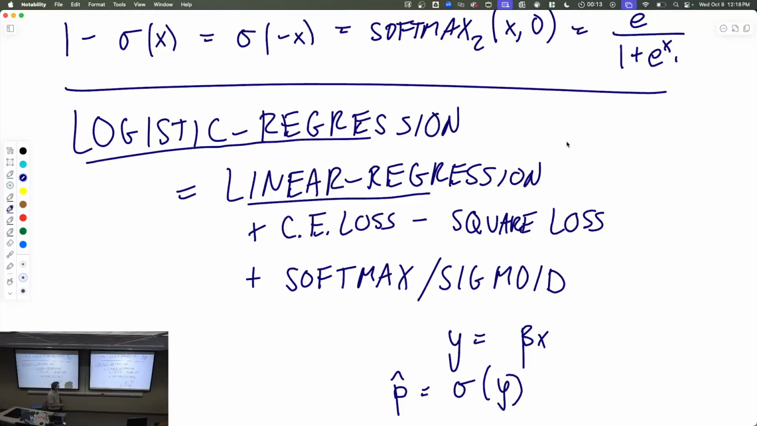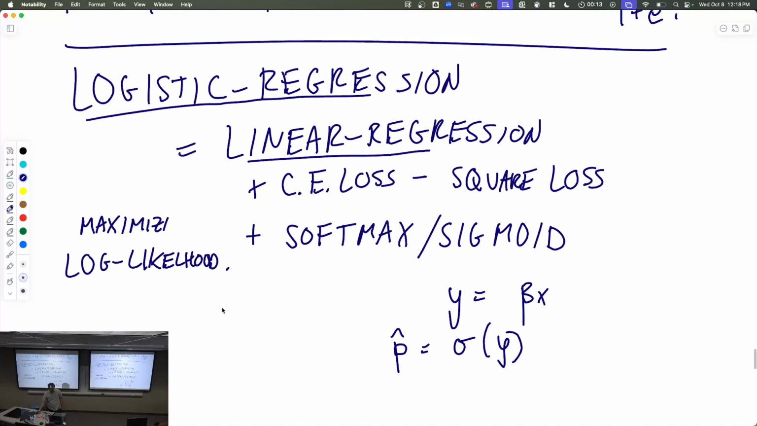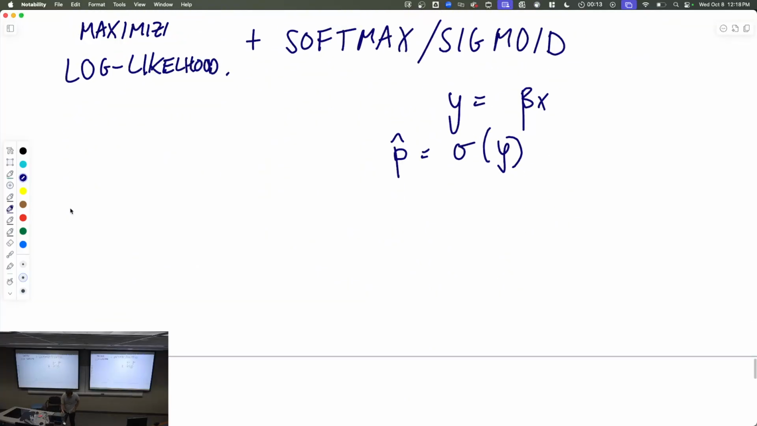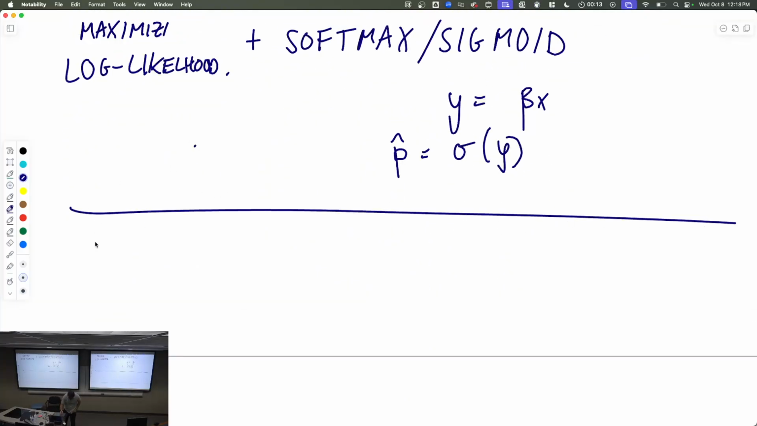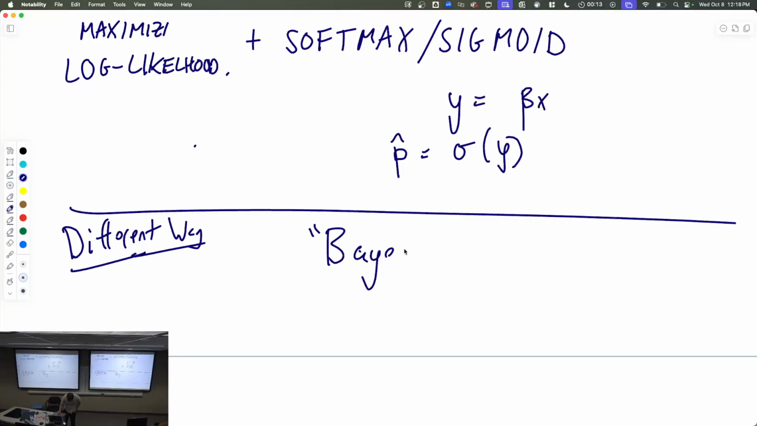More classification. All of these things are based on the log likelihood, and they're all based on maximizing the log likelihood. There is a slightly different way of doing this kind of thing, and that is the Bayesian way. This is what we're going to move on to now. This is a different way to do it.